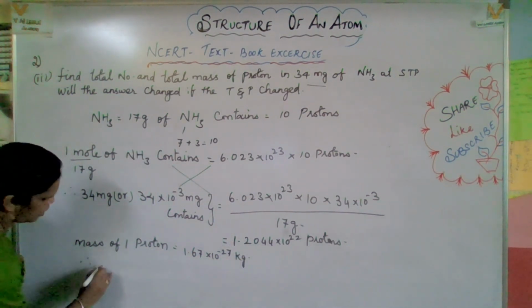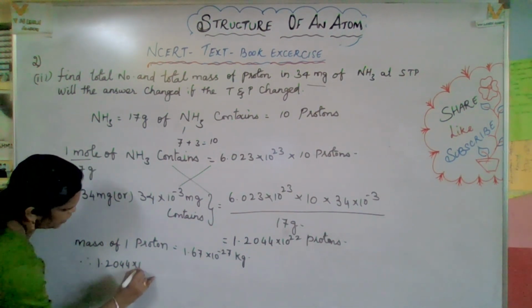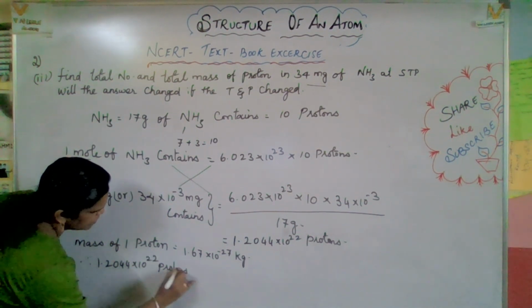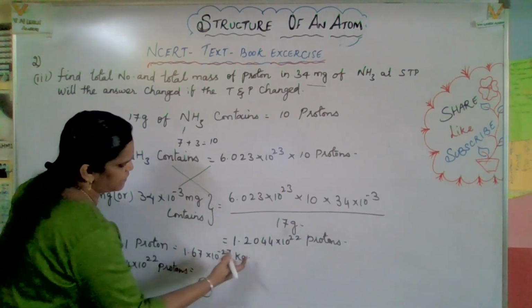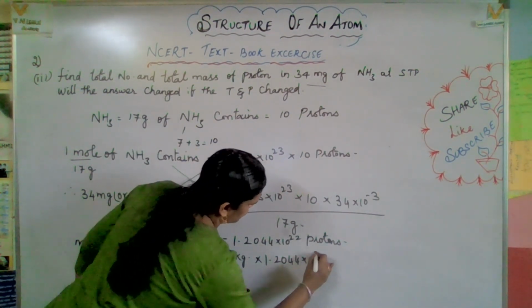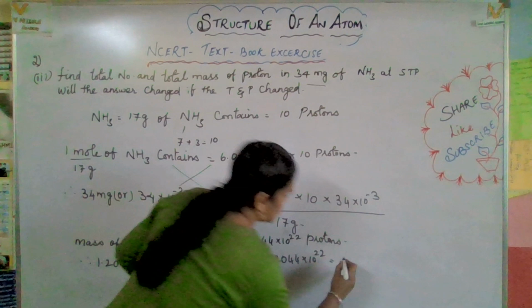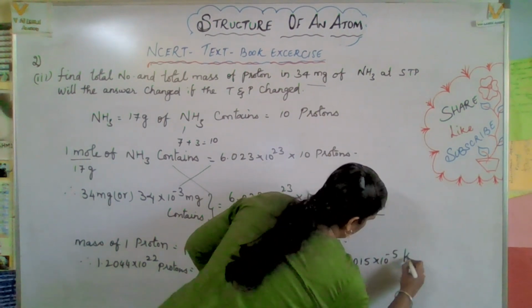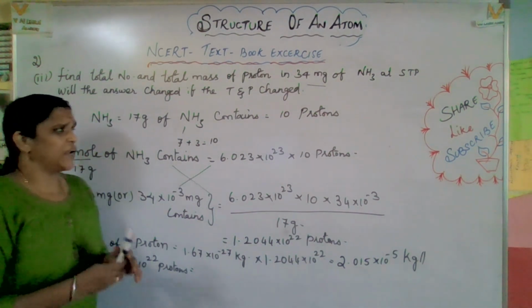Therefore, here how much? 1.2044 into 10 to the power of 22 protons, protons mass. How much? So 1.67 into 10 to the power of minus 27 kg into 1.2044 into 10 to the power of 22. What is the answer you are receiving? 2.015 into 10 to the power of minus 5 kg. So this is the correct answer. Yes, hope you're clear with this.